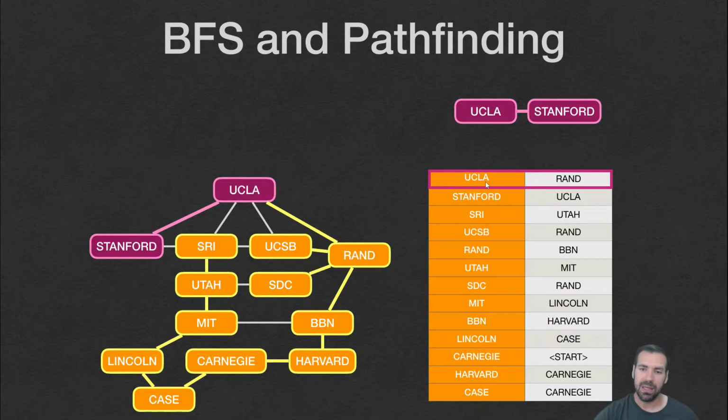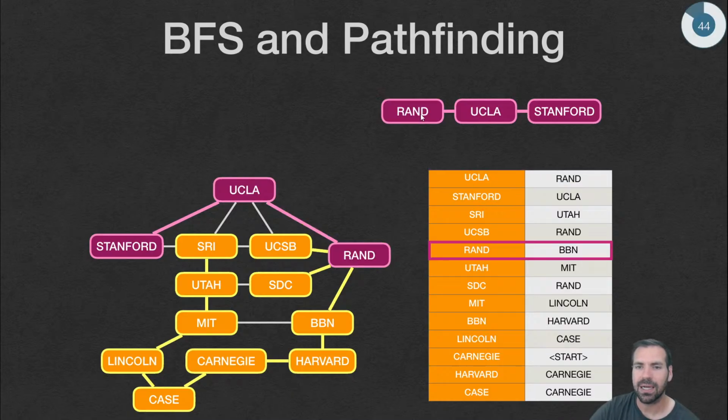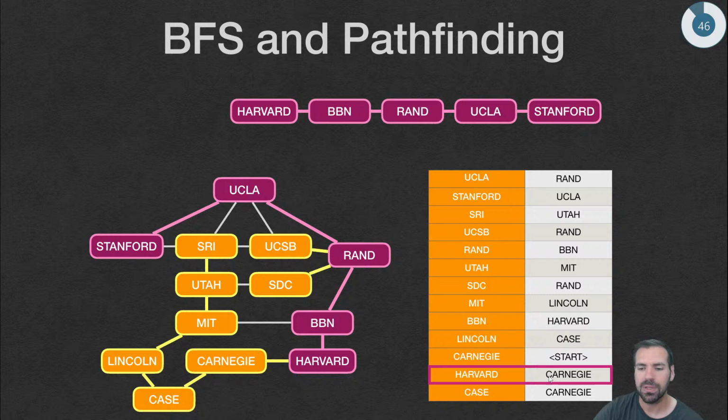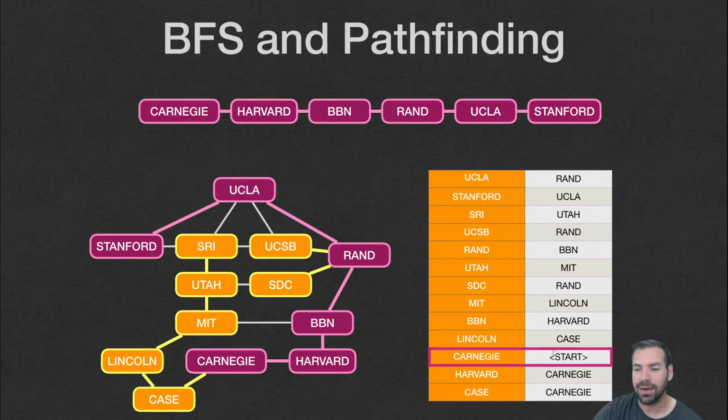Then we just repeat this process. UCLA, who discovered you? Rand, that's our next previous node that we can prepend to this list. Rand, who discovered you? BBN, prepend BBN. BBN, who discovered you? Harvard, prepend Harvard. Harvard, who discovered you? Carnegie. Prepend Carnegie. Carnegie, who discovered you? And Carnegie says, no one discovered me. I'm the starting node. I am the beginning of everything.